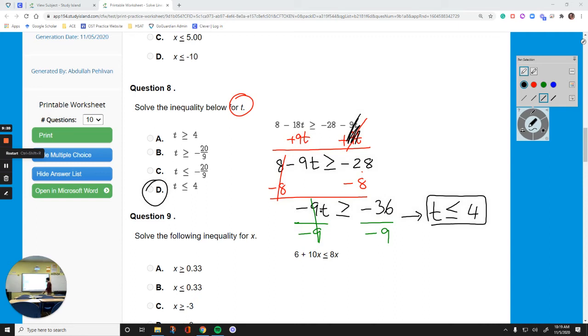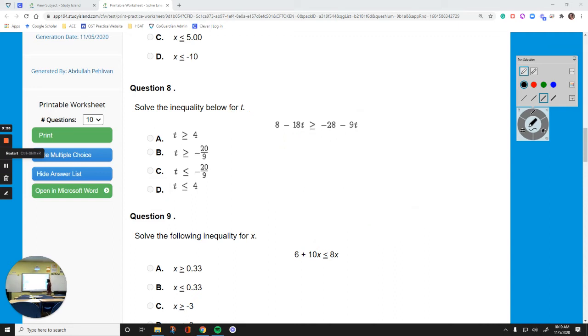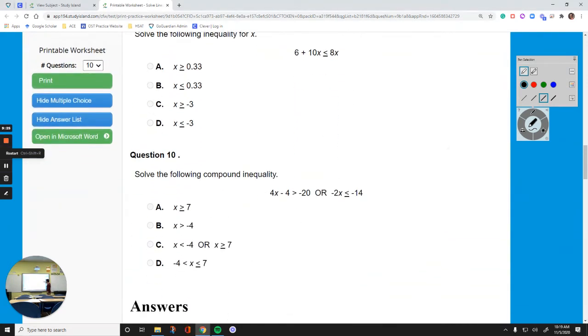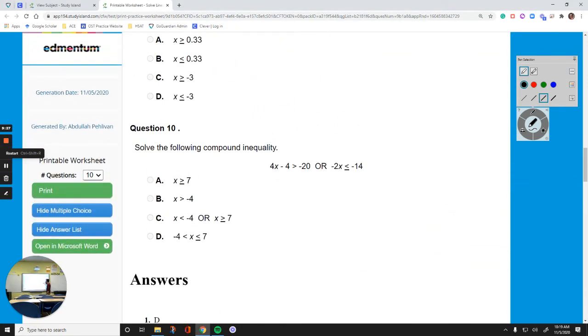Okay, let's see if there is another question that looks different. Okay, they're all the same.